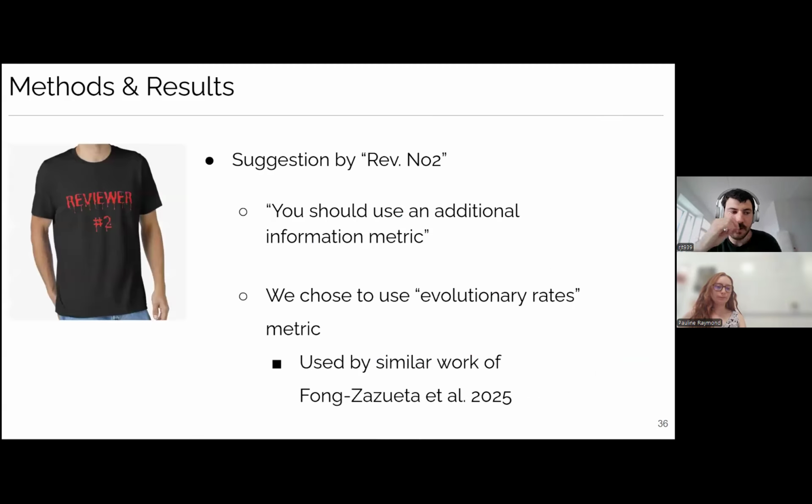Originally, this was the end of our analysis. However, we did have some comments from one of the reviewers, and I think one of the editors or collaborators, which said, oh, you should use an additional information metric. For this, we tried to use an evolutionary rate metric, which was actually used in the previous analysis by Fong, Zazueta et al., which I also encourage you to look at if you're interested in what I'm doing here today, because they did very similar things.